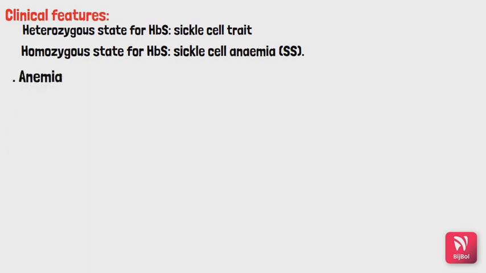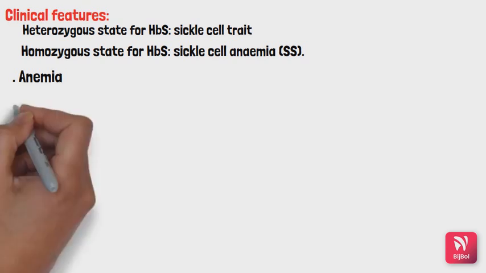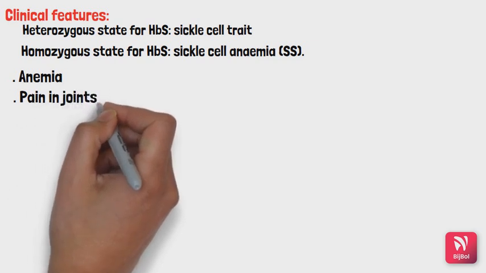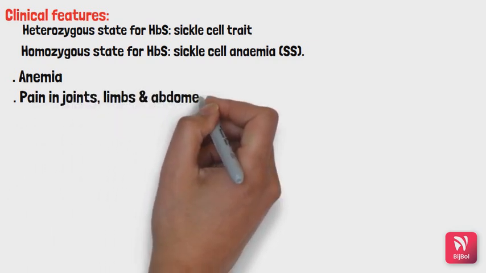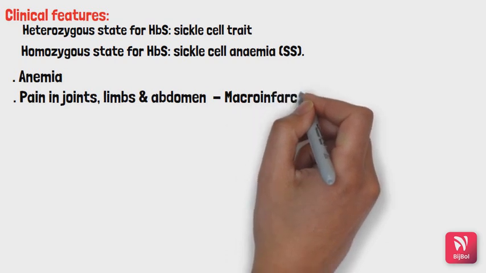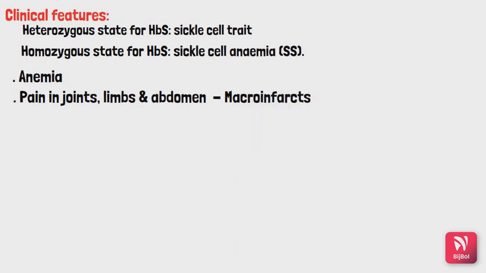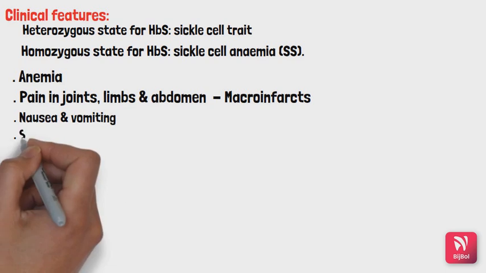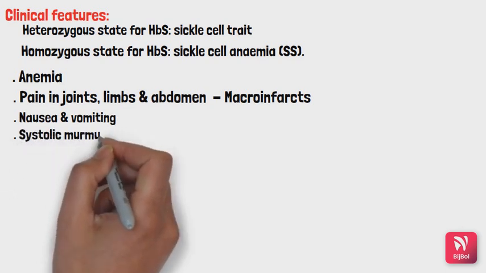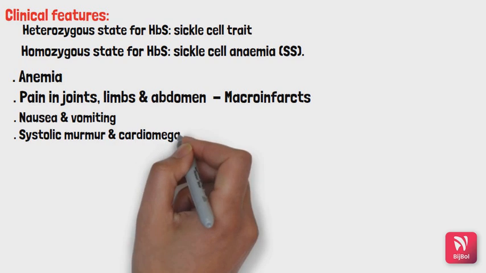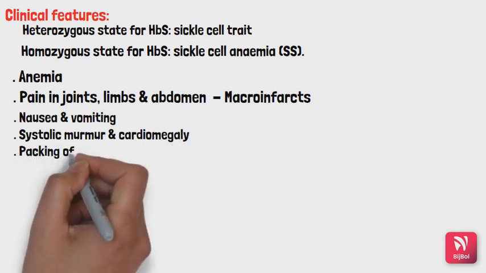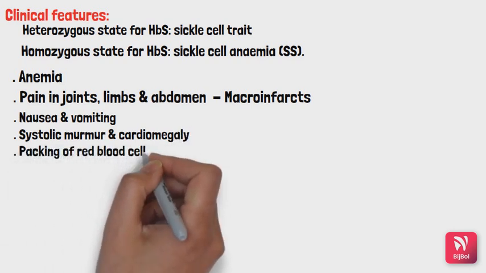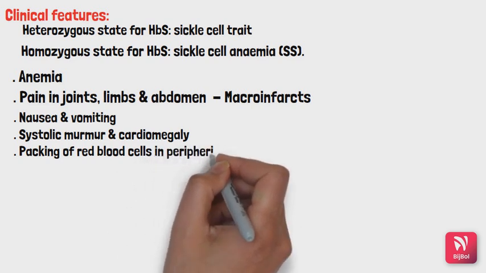Here we will see general features of anemia. Along with that, we see pain in joints, limbs and abdomen. Why? Because of the infarcts, macro infarcts. These infarcts occur because of vaso-occlusion. Vaso-occlusion happens because the blood capillaries are obstructed by these sickle shaped RBCs. Normal biconcave RBCs move around very easily, taking oxygen everywhere. But these sickle shaped RBCs are very brittle, so they cannot move and they infarct and obstruct the blood vessels.